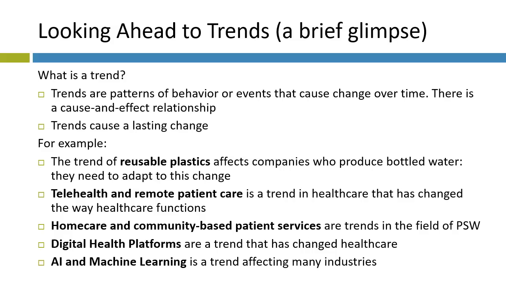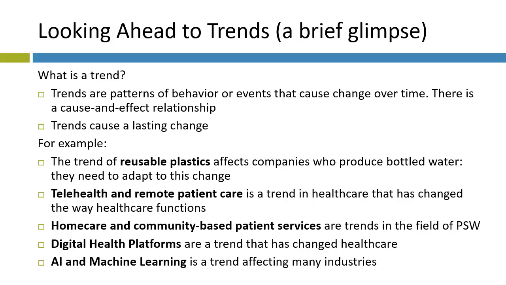Here are some examples from different industries. So the first trend we have here is the trend of using reusable plastics, and this is having an impact on companies who produce bottled water because they need to adapt to it. It's a change that we will not go back from. In the field of healthcare, the use of telehealth and other forms of remote provision of healthcare is a trend that picked up steam during the COVID-19 epidemic and is continuing to progress.